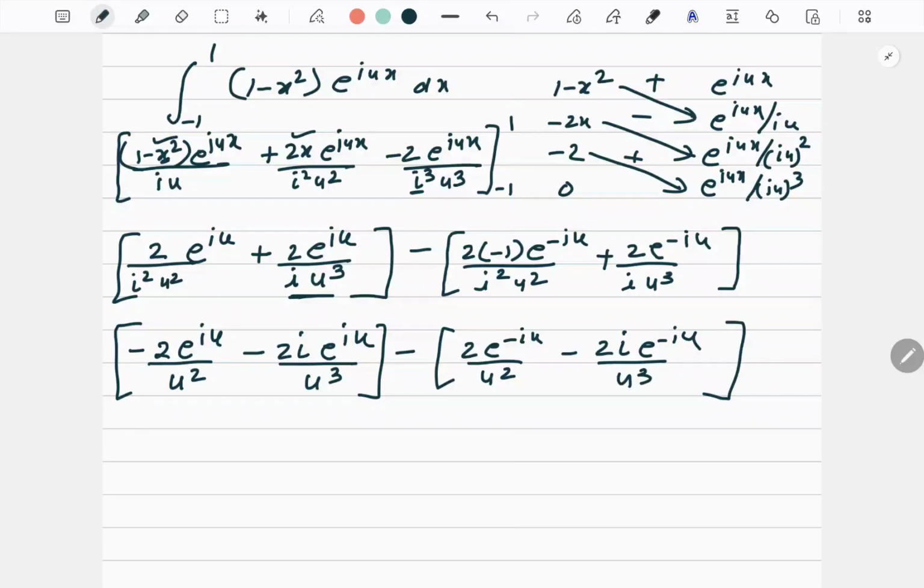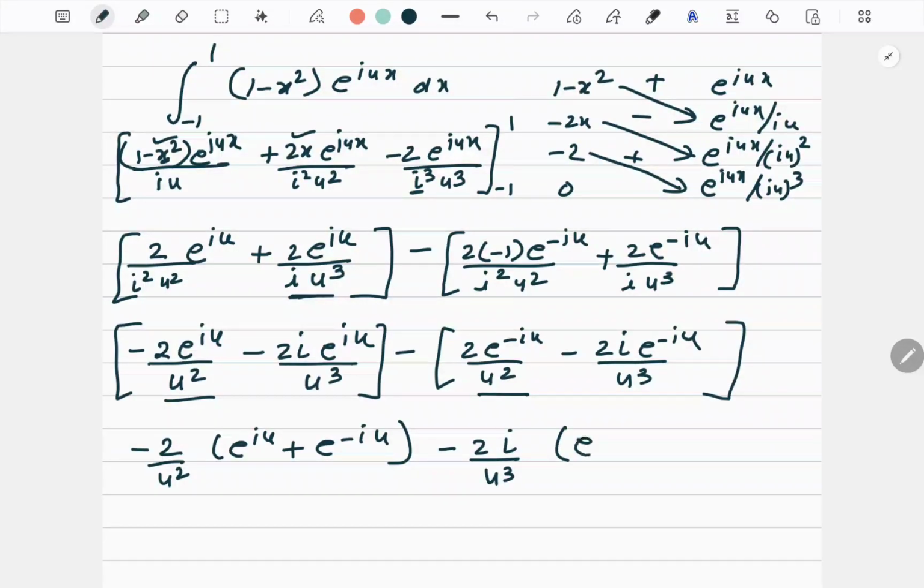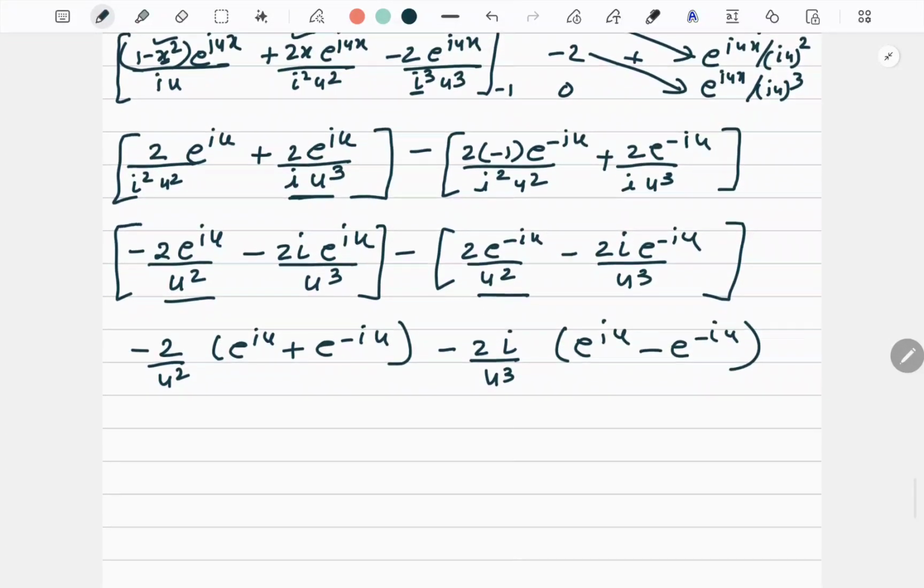Now let me combine the like terms, like 2 upon u square. If I take out the negative sign, I have e to the power iu plus e to the power minus iu. This term and this term. So minus 2i upon u cube if I take, so e to the power iu minus e to the power minus iu. Right? So minus 2 upon u square. This is 2 cos u because it is plus. Minus 2i upon u cube. So this is 2i sin u.